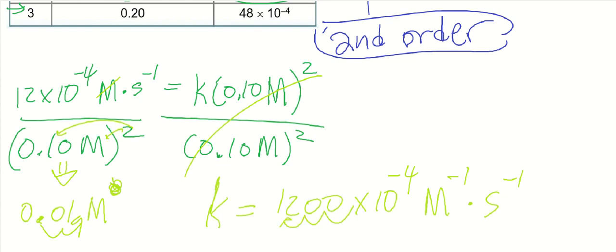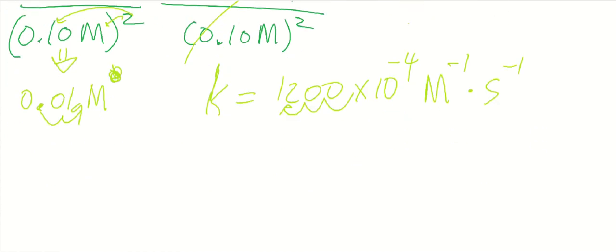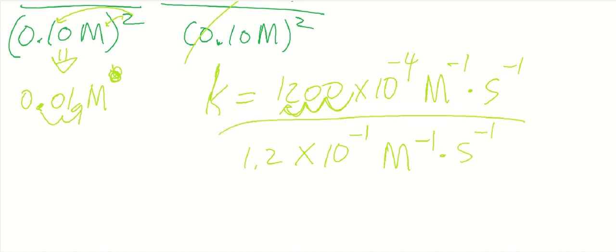1, 2, 3. We need to move the decimal over there. So it's going to be 1.2, two sig figs, times 10 to the negative 1, because we increased the exponent by 3. Molar to negative 1, seconds to negative 1. That's our final. Oh, hold on.